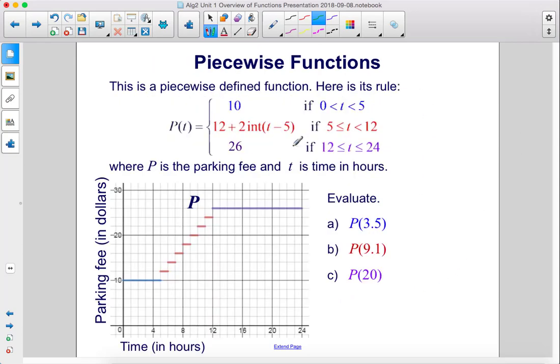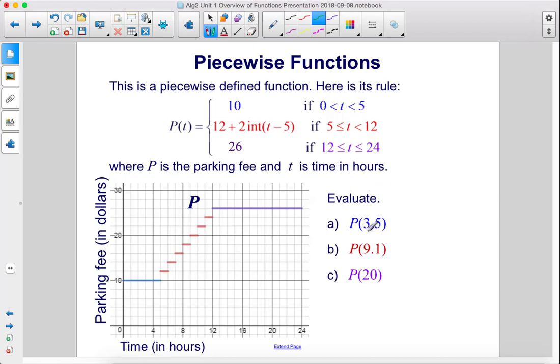This is a piecewise defined function. Here's the rule. It's 10 if t is between 0 and 5. It's 12 plus 2 int t minus 5 if t is greater than or equal to 5 and less than 12. And it's 26 if t is greater than or equal to 12 and less than or equal to 24, where p is the parking fee and t is the time in hours.